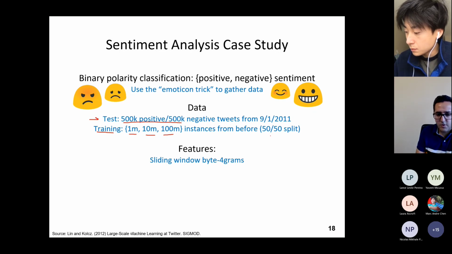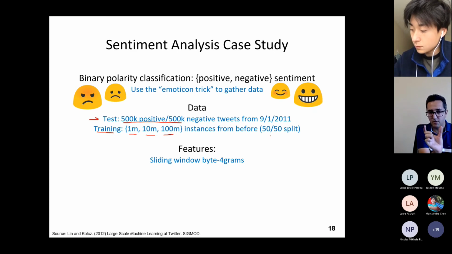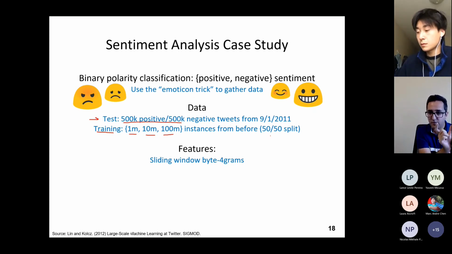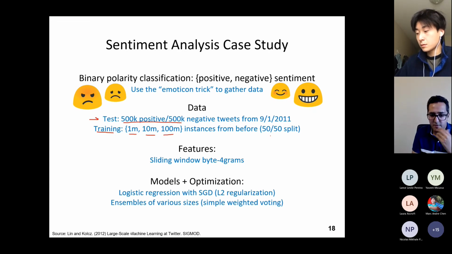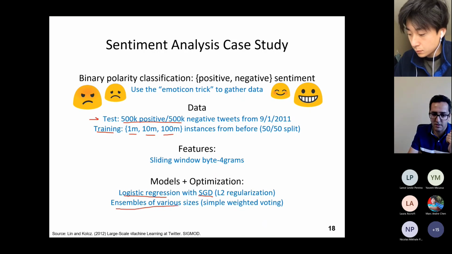And the feature they used was a sliding window for byte four-grams. So they would take the bytes and they basically slide a window over these bytes. Okay, and every 4 bytes would be a 4-gram. So the feature would be, do we have that 4-gram or we don't have that 4-gram? And they would slide that over the data. Okay. And for the model and optimization, they use logistic regression for the model, and they use stochastic gradient descent for optimization. Now we know all of these things, okay? And they also use ensemble learning of different sizes.